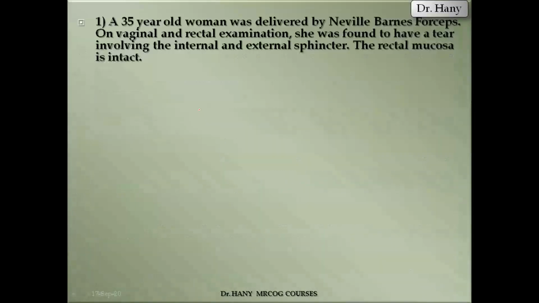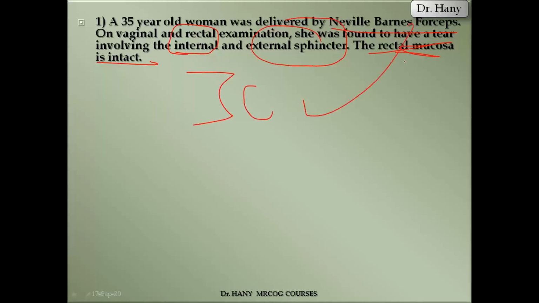Let's see the first scenario. A 35-year-old woman delivered by forceps. On vaginal or rectal examination, she was found to have a tear involving the internal and the external anal sphincter. The rectal mucosa is intact. So, what will be the degree of this tear? 3C. How to suture? 2-0 Vicryl or 3-0 PDS, interrupted.